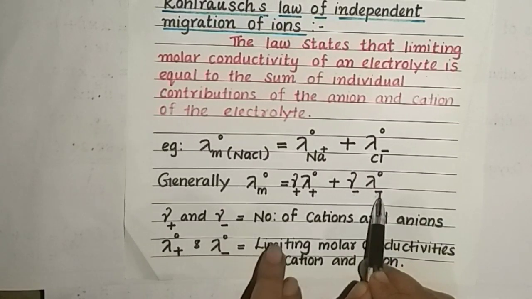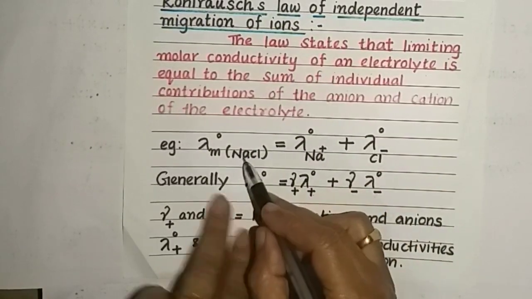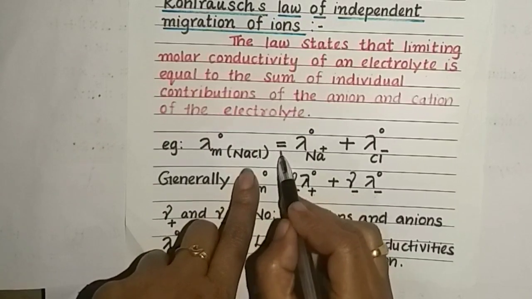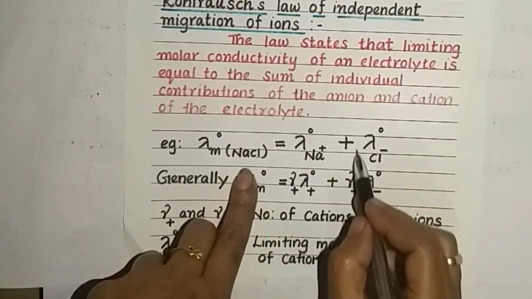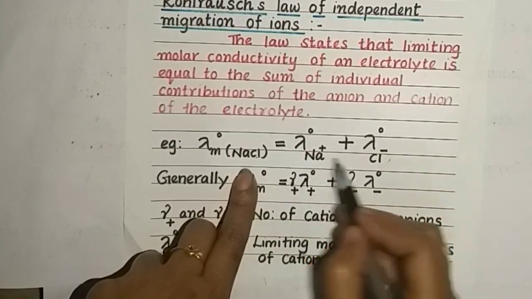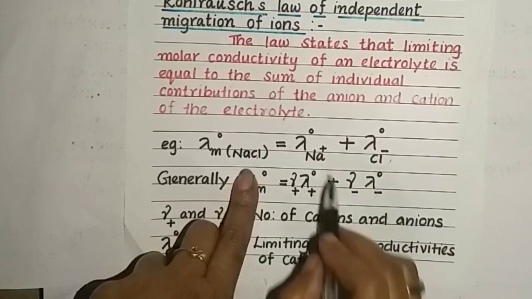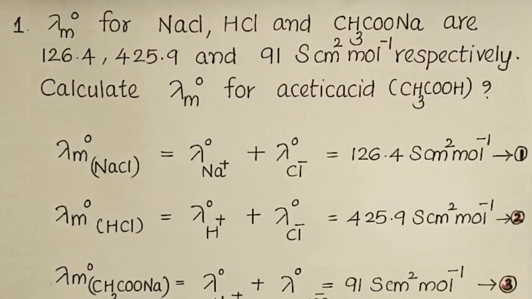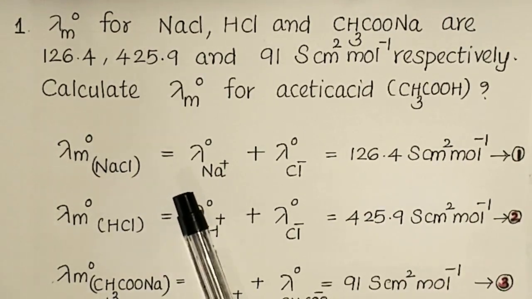Clear? Okay, once again, Kohlrausch's law states that the limiting molar conductivity of an electrolyte is equal to the sum of individual contributions of its cation and anion present in the electrolyte. Clear? Now we solve some problems related to Kohlrausch's law.